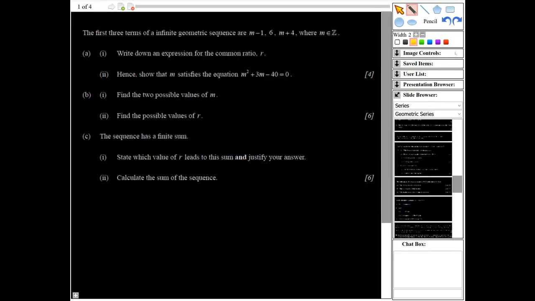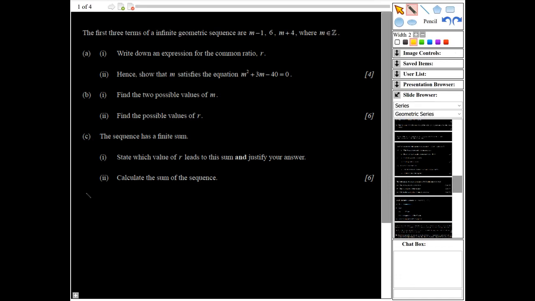Okay, so we're going to do another question. This one says the first 3 terms of an infinite geometric sequence are m minus 1, 6, m plus 4, where m is an element of Z, which means that m is an integer. Okay, so part A says write down the expression for the common ratio R.